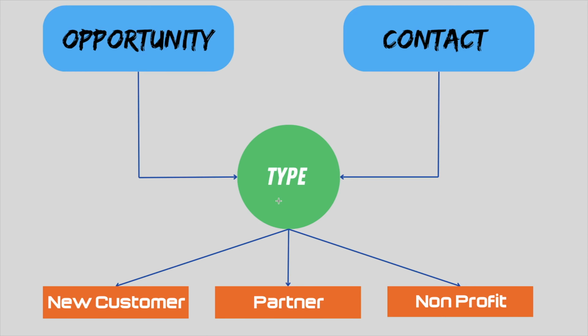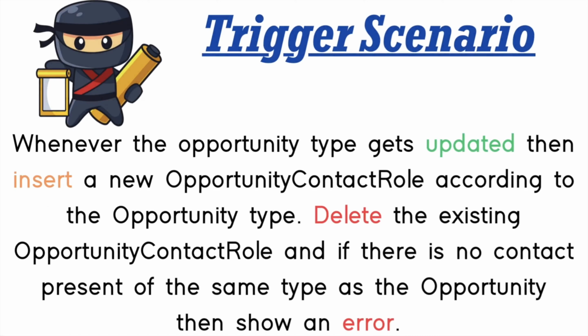So this is all about the data model. Now let's understand today's requirement. Today's requirement is whenever the type field on an opportunity record gets updated, then we need to insert a new opportunity contact role according to the new value of the type field. And we need to delete the existing opportunity contact role present on that opportunity.